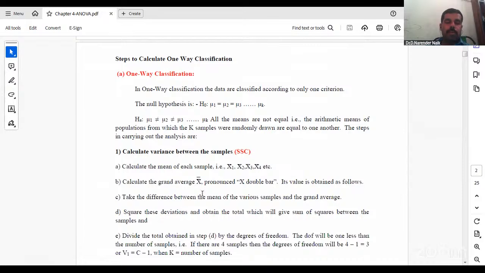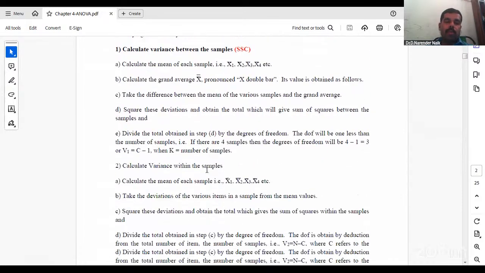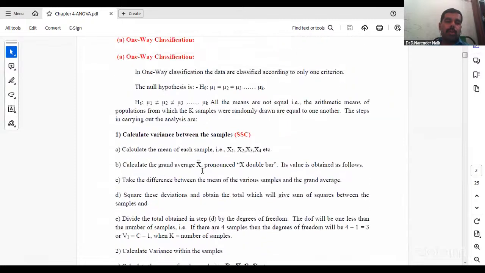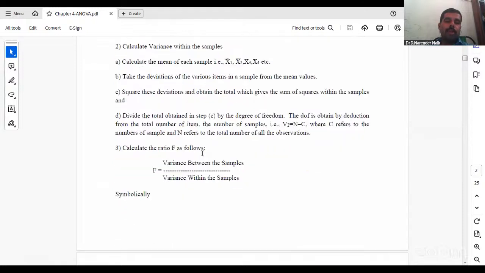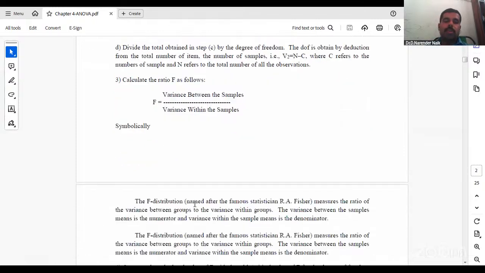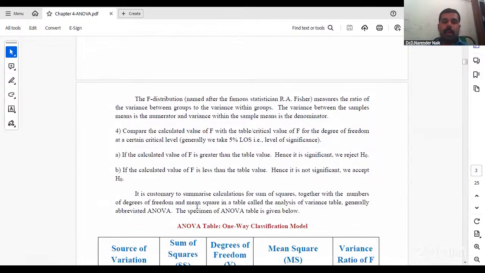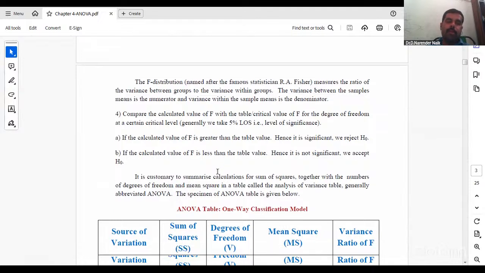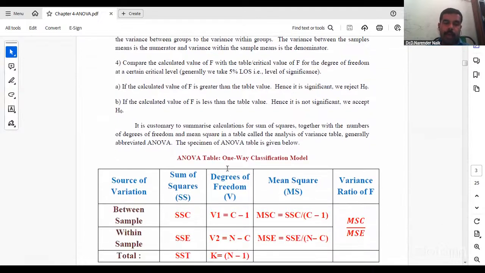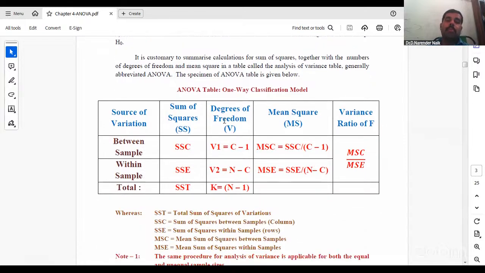Before we go to the steps, we go for a specimen. The specimen is important here. Generally, you observe carefully the calculation of variance between samples and within samples. The last step is to calculate the ratio F as follows. F indicates Fisher's distribution. After getting the value, we go for the comparison of the calculated value with the table values. This is very important when we do the problem.